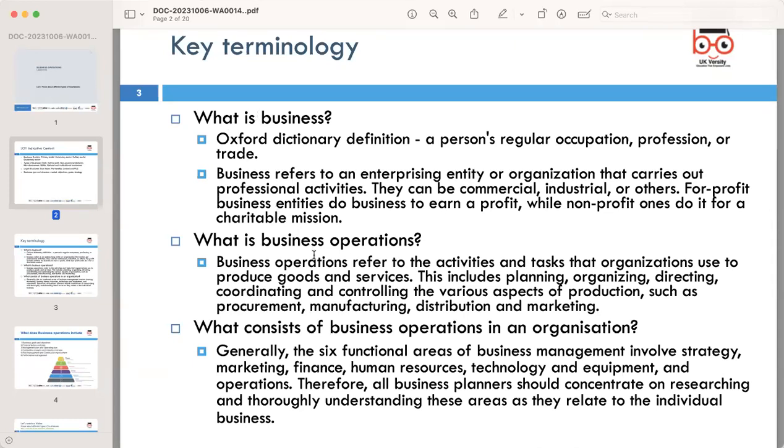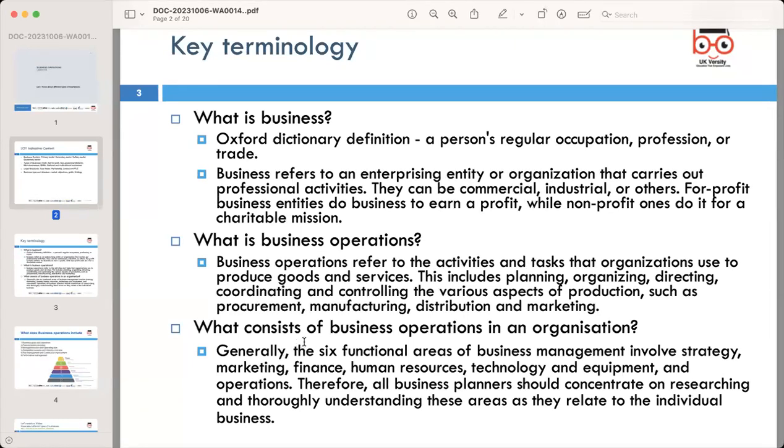What are business operations? Business operations encompass the various activities and tasks that organizations undertake to produce goods and services. These activities involve planning, organizing, directing, coordinating, and controlling the different aspects of production. This includes tasks like procurement, manufacturing, distribution, and marketing.